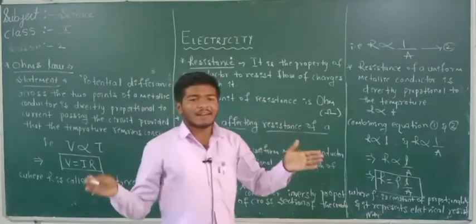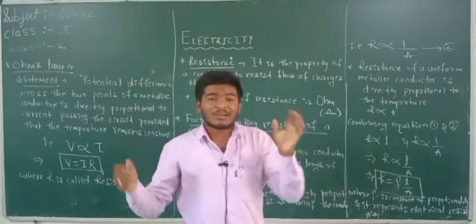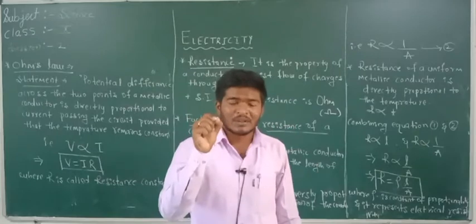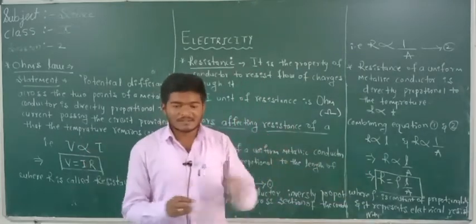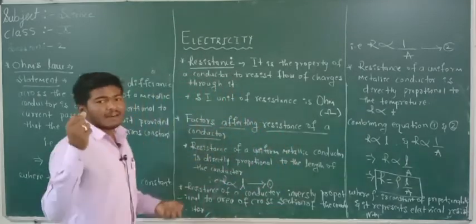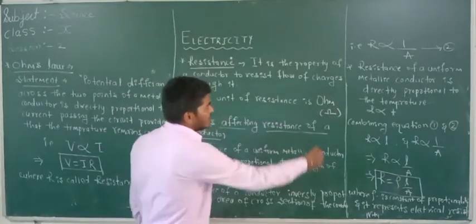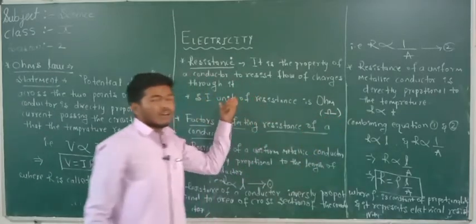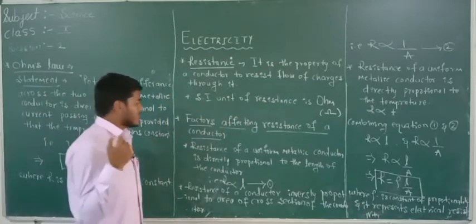So when electric current passes through any conductor, every metallic conductor has some resistance, and it resists the flow of charges. So every conductor has resistance. The SI unit of resistance is ohm, which is represented by the Greek letter omega. The SI unit of resistance is ohm. So what are the factors affecting the resistance of a conductor?